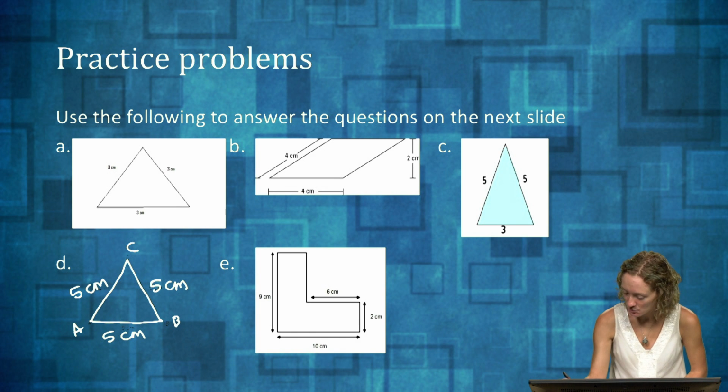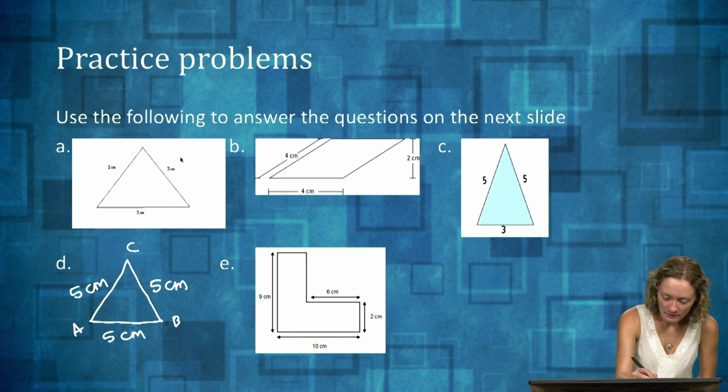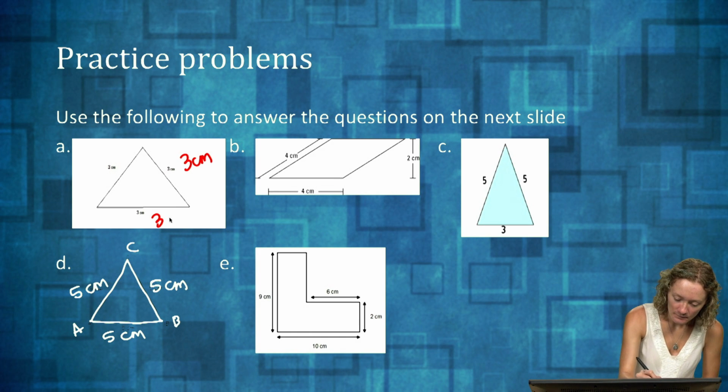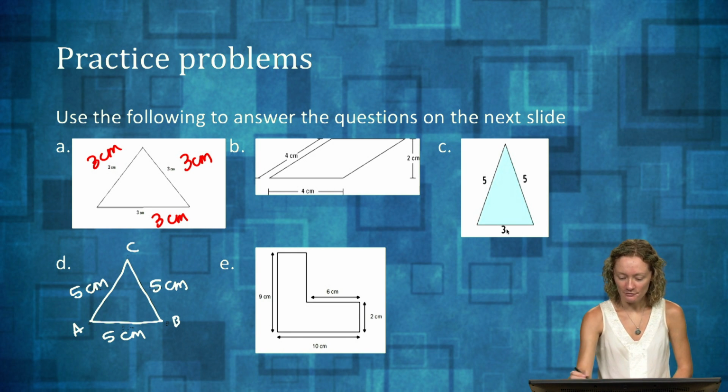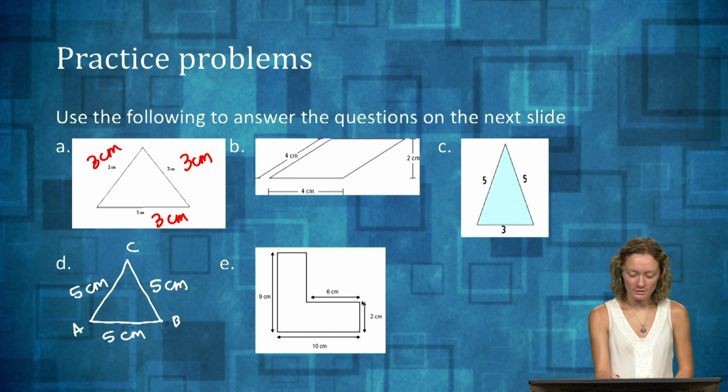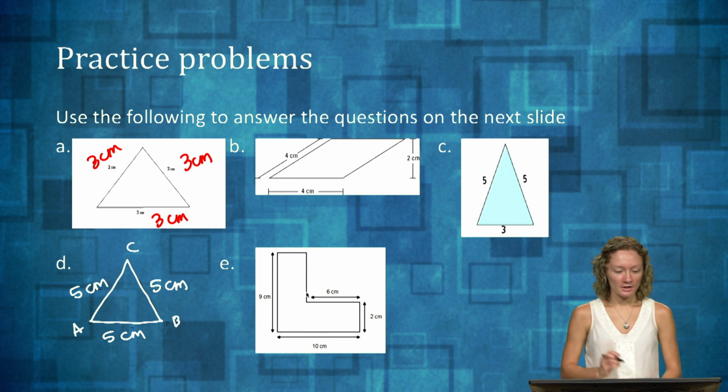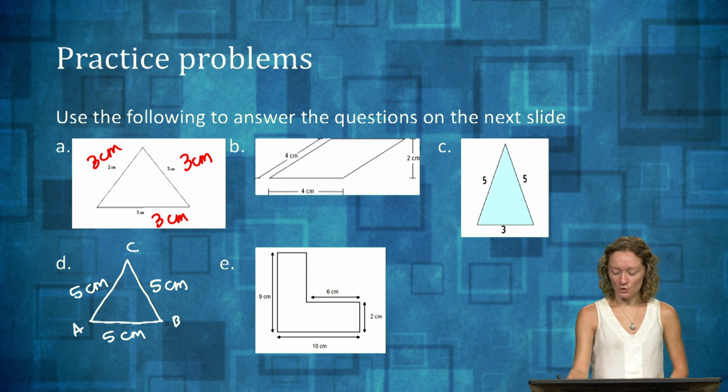Again, if you can't see this one, these all say 3, 4, 4. I think those are visible. This is 5, 5, and 3, 9, 10, 2, 6, and those are not listed. Okay, so these are the ones you're using to answer the questions on the following slide.